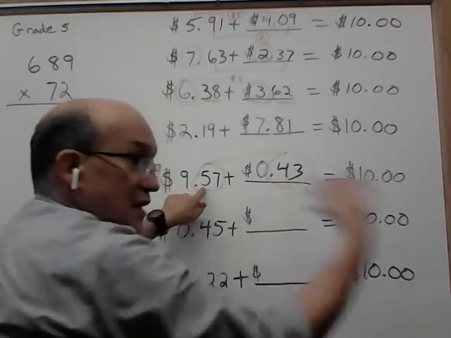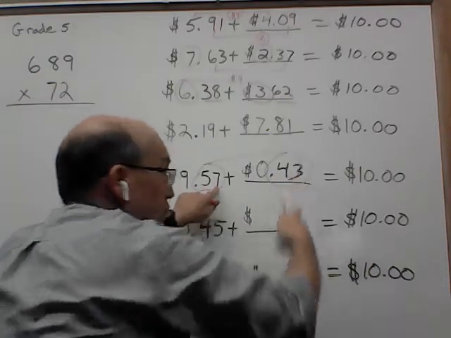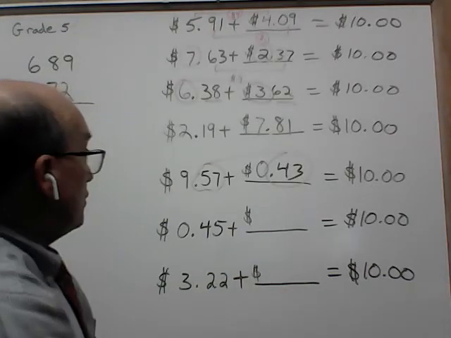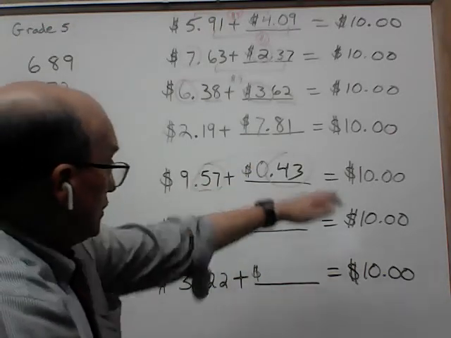50 plus 40 is 90 cents. 7 plus 3 is 10 cents. 90 cents and 10 cents is 100 cents, or a dollar. Plus the $9 gives you 10.